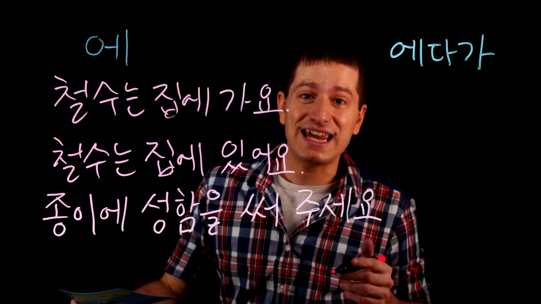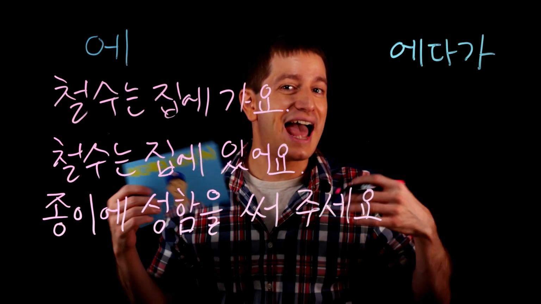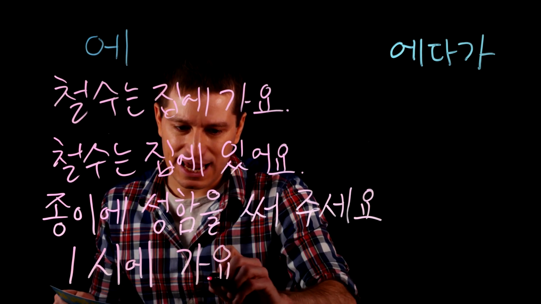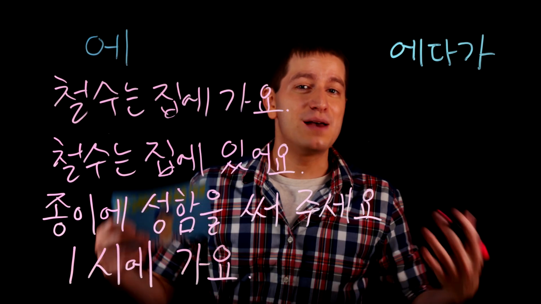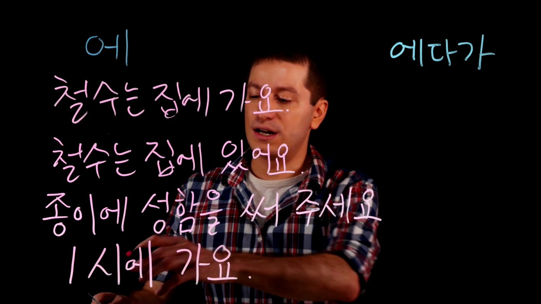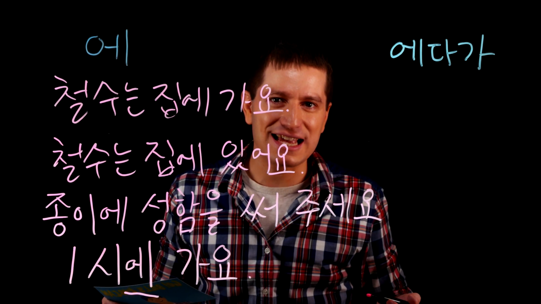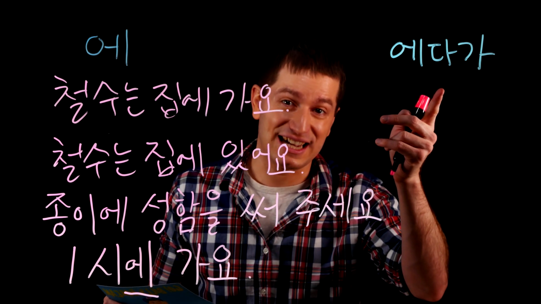And finally, 에 can also show the time at which something happens. So you can say 1시에 가요. I am leaving at 1 o'clock. So these are three different major uses that 에 has, but now let's talk about 에다가.